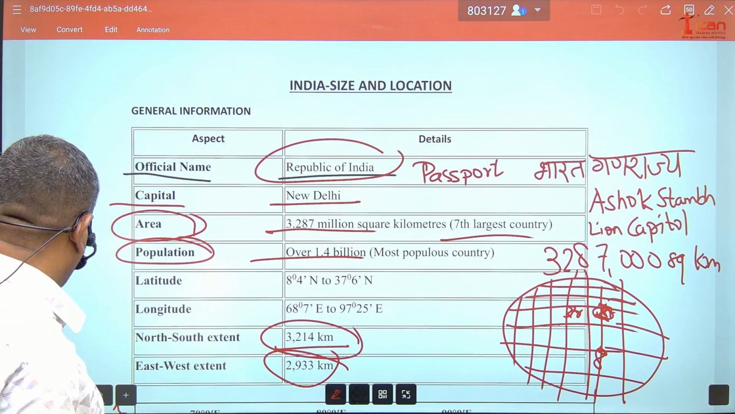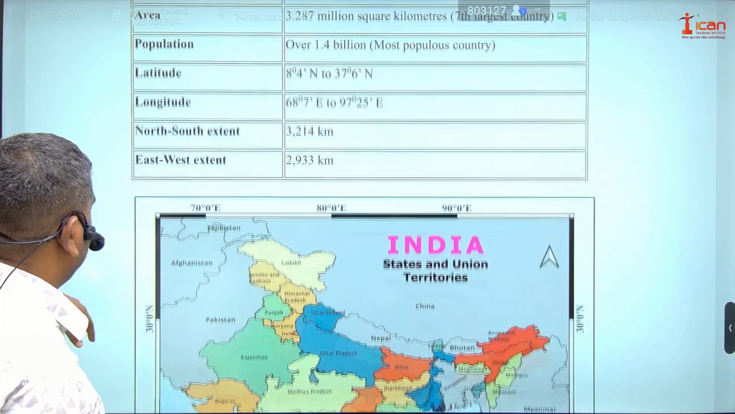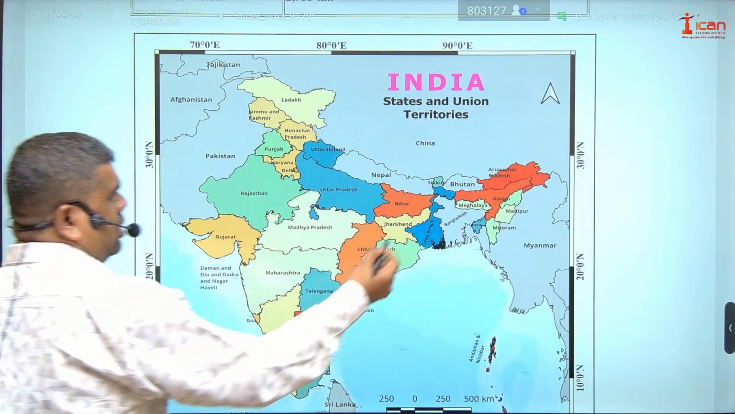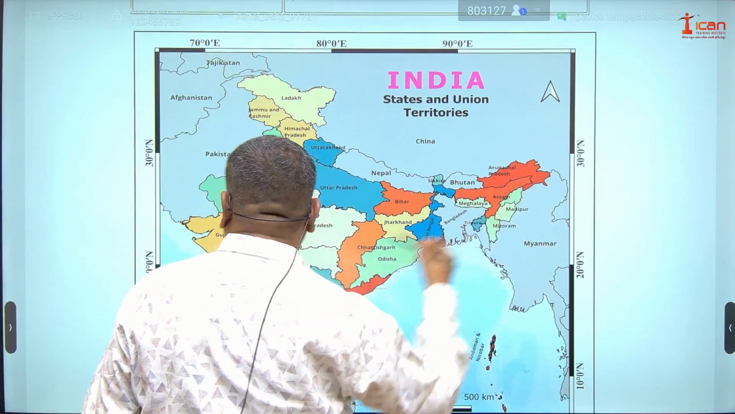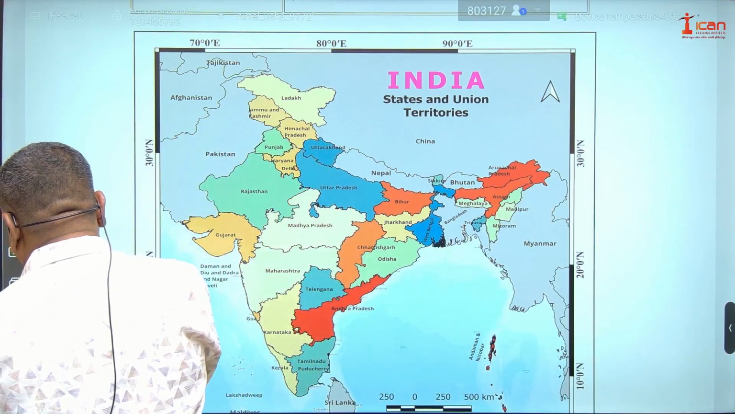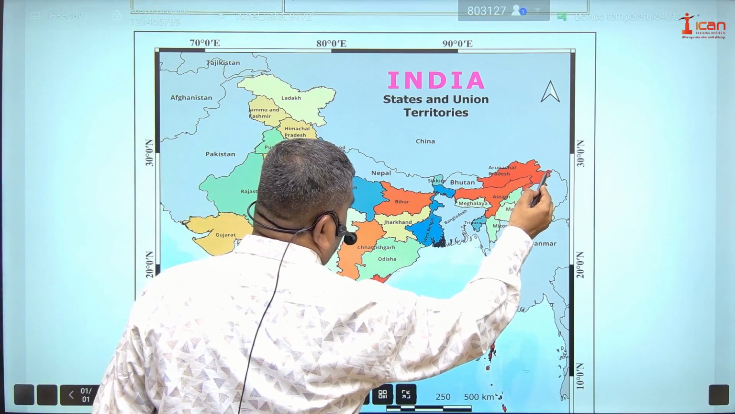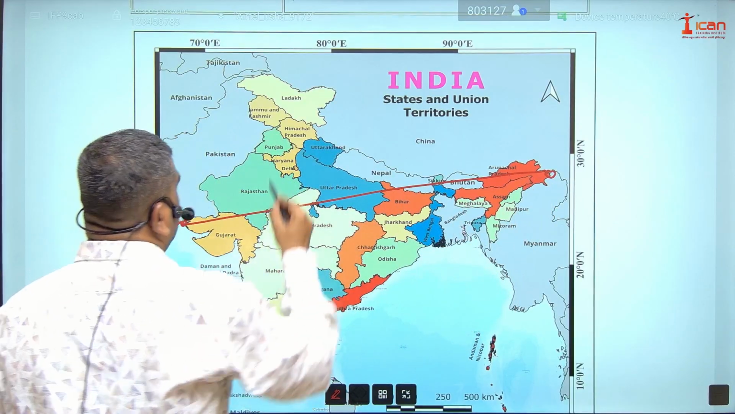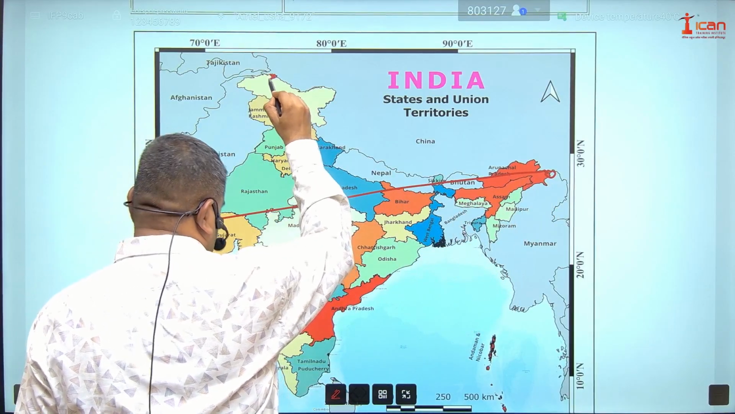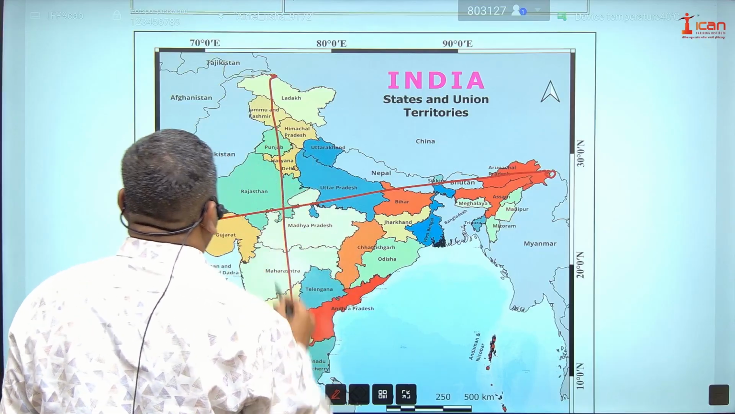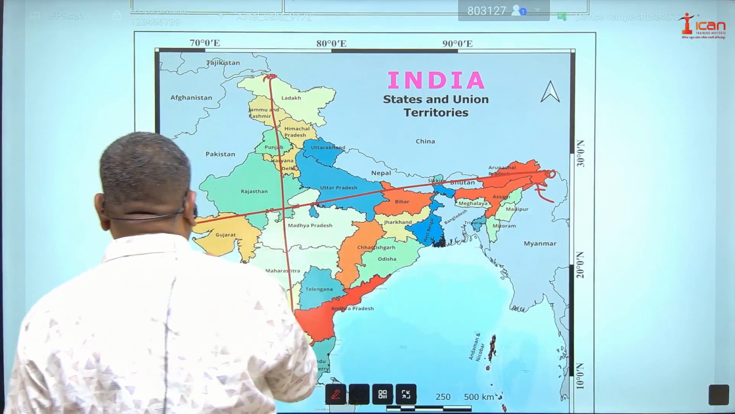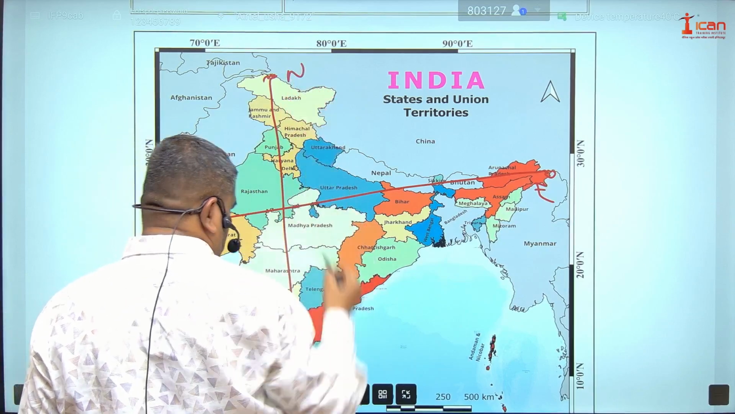Let's have a look at all these figures. As we see, this is the easternmost point, and from here if you come here, this is the westernmost point, this is the northernmost point, and from here if you go down, this is the southernmost point. So this is the east-west, this is the north-south.